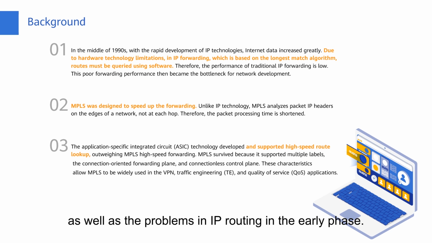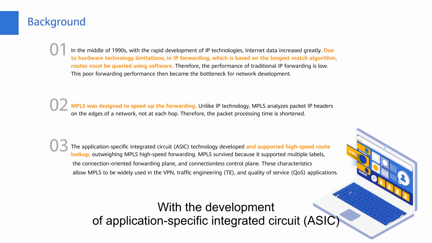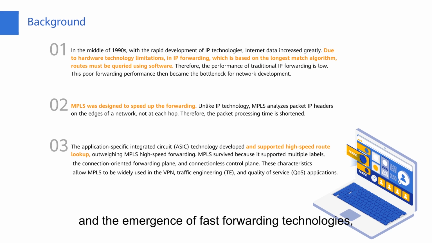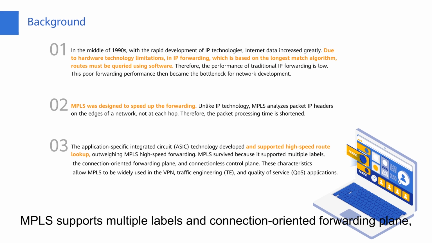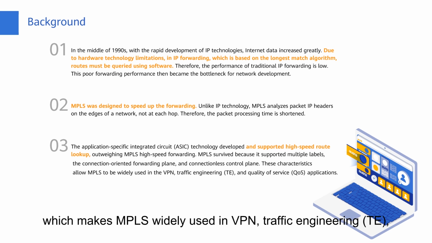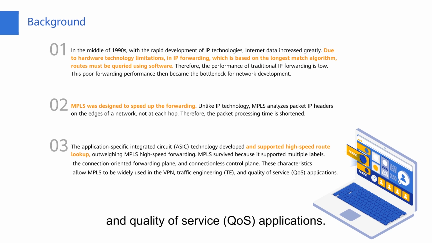in the early phase. With the development of application-specific integrated circuit, ASIC, and the emergence of fast forwarding technologies, the route searching speed was no longer a bottleneck of network development. MPLS supports multiple labels and a connection-oriented forwarding plane, which makes MPLS widely used in VPN, traffic engineering, TE, and quality of service (QoS) applications.